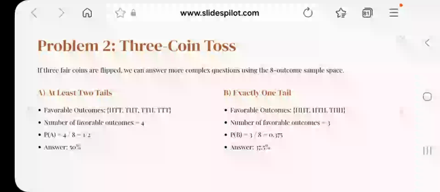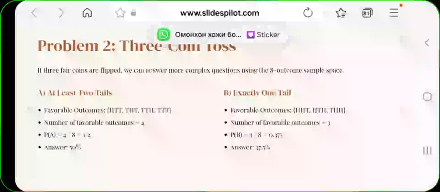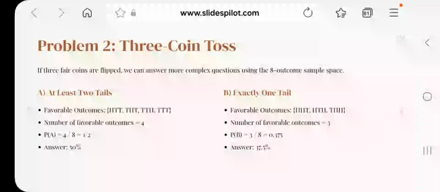Now let's move on to part C. If 3 coins are flipped, what is the probability of getting exactly 1 tail? So go ahead and take a minute and work on this example. Pause the video if you want to. So let's circle the outcomes that contain exactly 1 tail. So this is one of them. Here's the other. This is another one. And that is it.